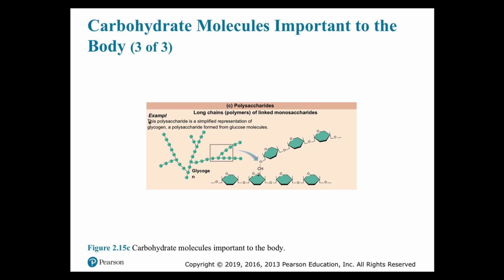Figure 215C shows glycogen. That's what glycogen looks like. It's made up of many monomers of glucose, so many glucose subunits linked together. And it's branched. It's actually a branched molecule.